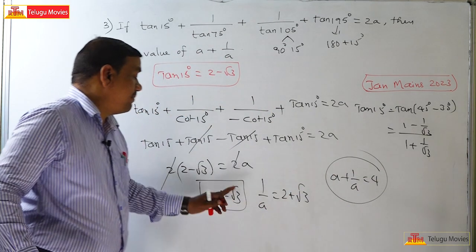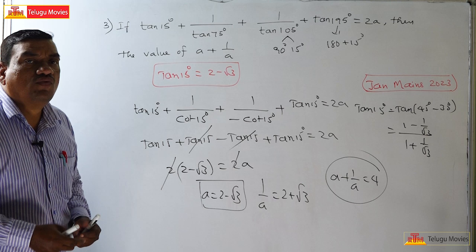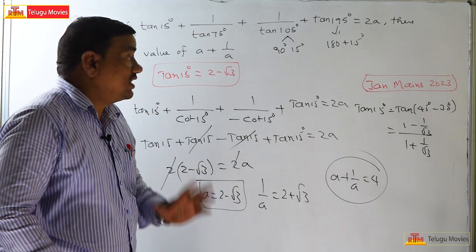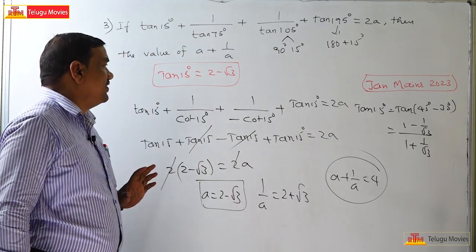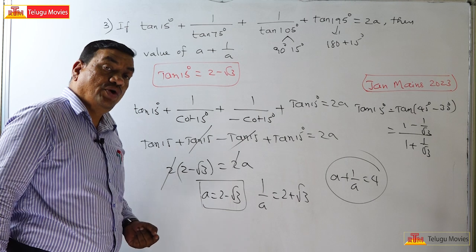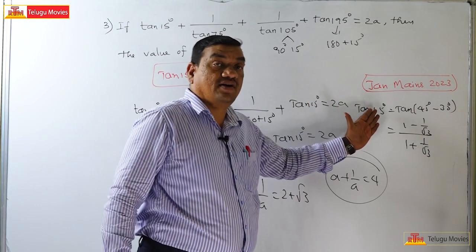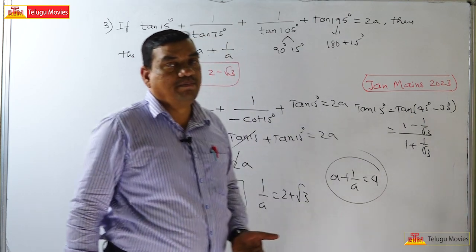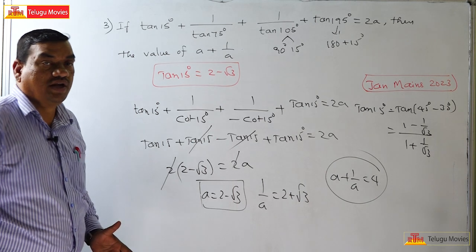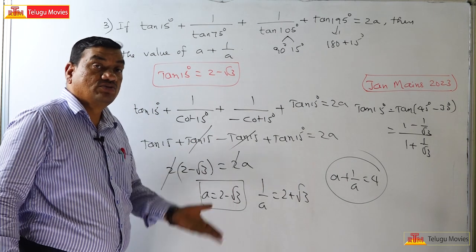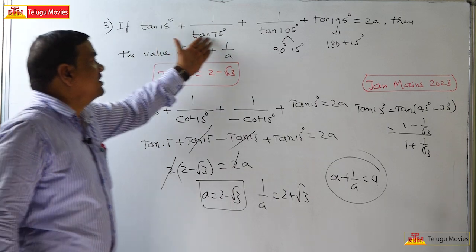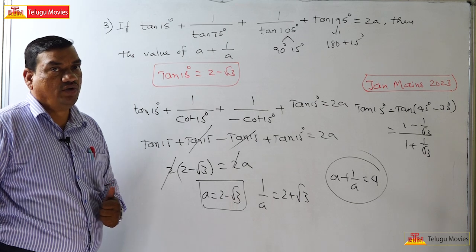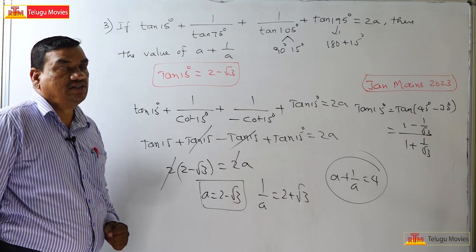In a plus 1 by a, the minus root 3 and plus root 3 get cancelled, giving 4. See here, such very easy problems are given. The thing is, you have to remember the value tan 15 degrees is equal to 2 minus root 3. If you don't remember that value, you can calculate it in rough work: 15 is 45 minus 30, tan A minus tan B by 1 plus tan A into tan B. You convert all angles in terms of tan 15 degrees. It is easy to convert. So we will get the value of a, and then a plus 1 by a is 4. I hope that you understand this solution.